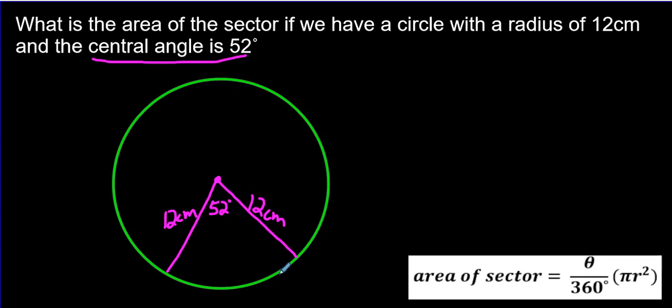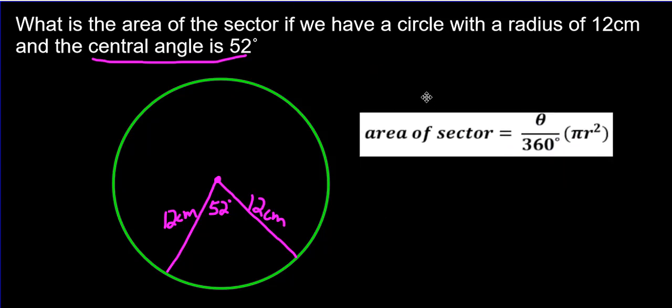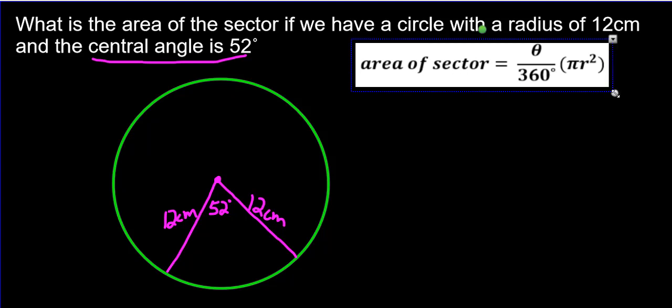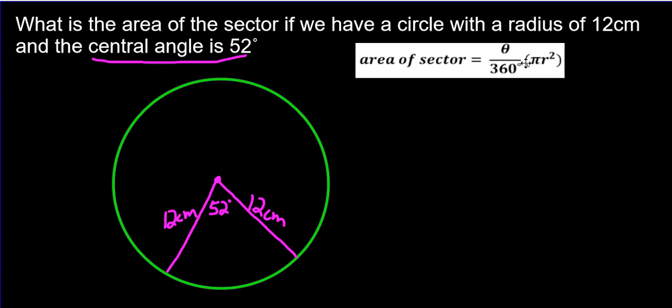Now, first of all, there is a formula we can use for this, and it's actually in the bottom right here. The area of a sector equals the central angle, theta in this case, and in this case it's 52 degrees, out of 360 degrees, because that is the percent that this sector covers out of this circle.